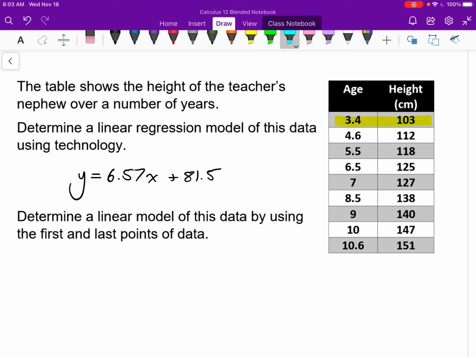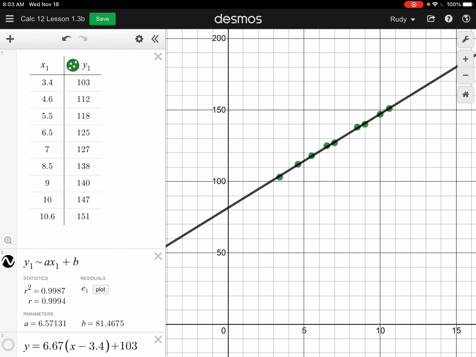All right, so I want to now come up with a linear model just by focusing on the first and last points of data. And basically what I'm doing is I'm looking at this data, I'm focusing on this point here and this point here, and kind of imagining a line going through them, which I can just see should be a pretty good model as well. So how do I do that?